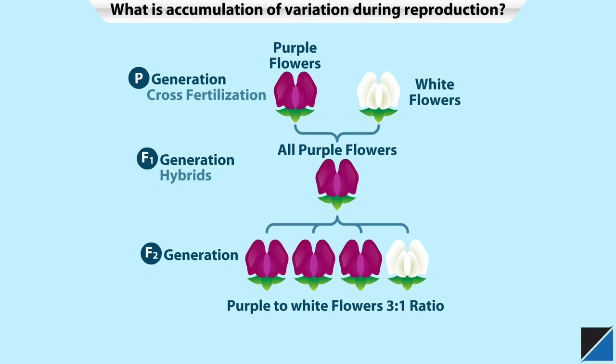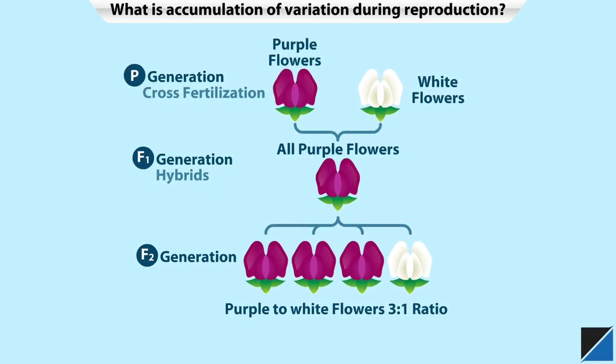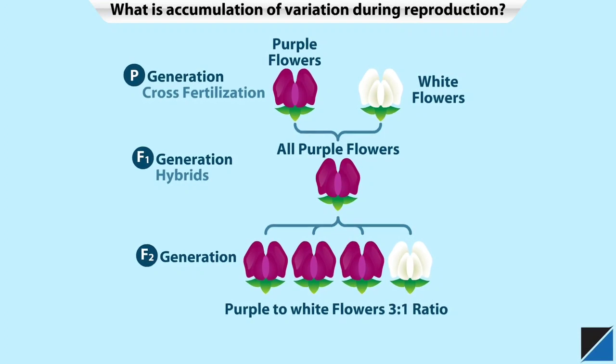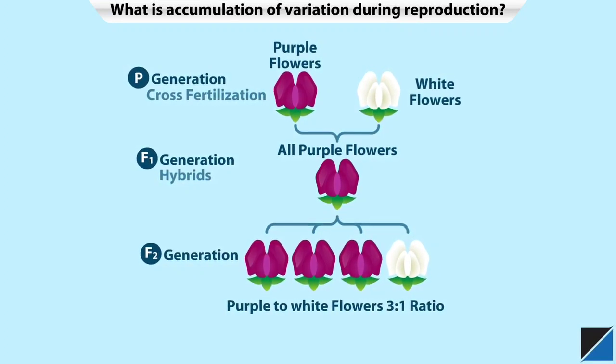In F1 generation, the cross-fertilization happens between the purple and the white flower, which results in a hybrid generation. When this fertilizes, it generates purple to white flowers in 3:1. This is how variations occur.